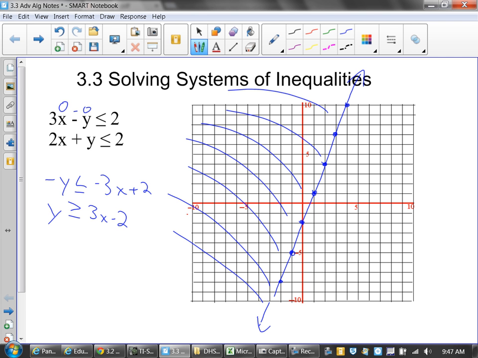Now I do the exact same thing with the other equation. I'm just going to switch colors. Black. And I get y is less than or equal to negative 2x plus 2. Just move the 2 over. So now with that graph, I start at positive 2 for my y-intercept, and I walk my slope of negative 2. Down to your right 1.